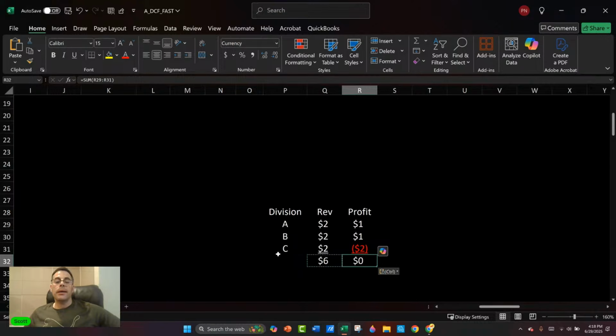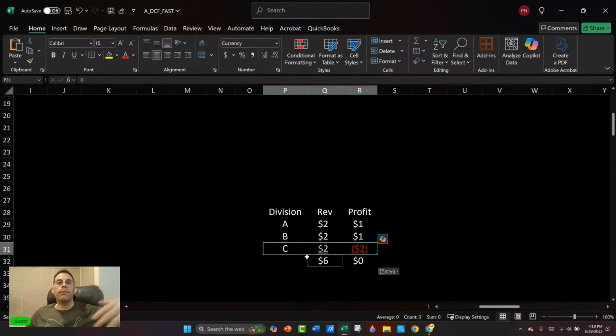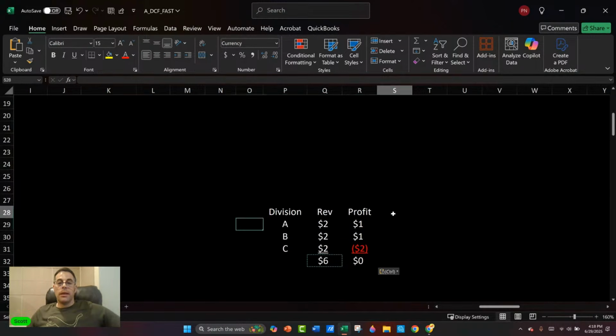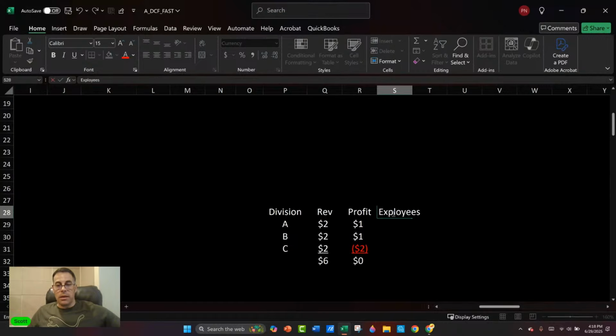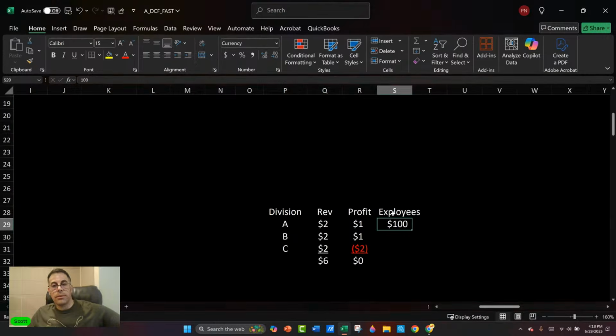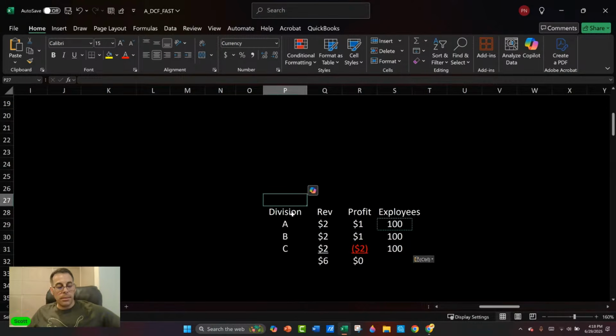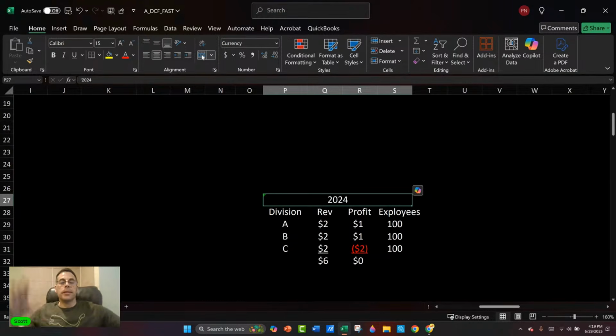So an idea is to just sell or shut down division C. That's like a spinoff or, like I said, shut it down. If it's not profitable, it doesn't seem like there's much value. Like, if they have 100 employees in each division, so this is what it looked like in 2024, the business as a whole.